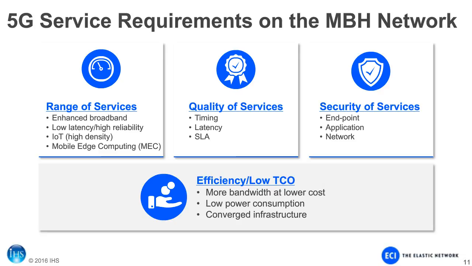All of this, of course, lays across the idea that it's got to make sense economically. You've got to have good efficiency of the network so that more things can run. You've got to have a low total cost of ownership, so more bandwidth at lower cost with low power consumption. And you really want this all on a converged infrastructure so that the mobile backhaul infrastructure is easy to manage with all of this stuff going on it.